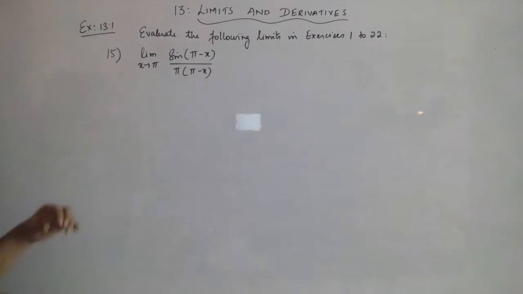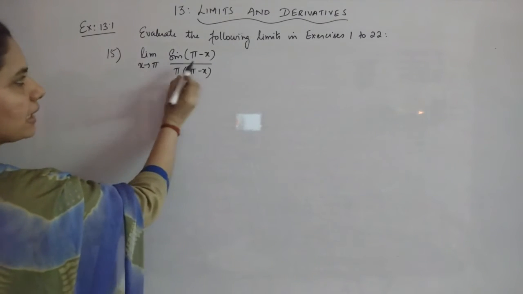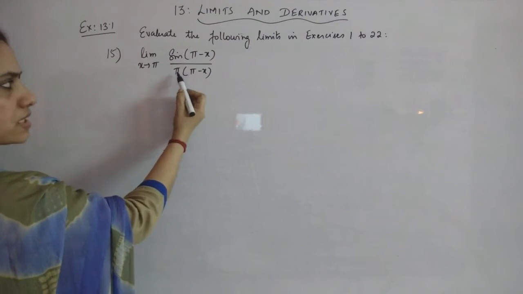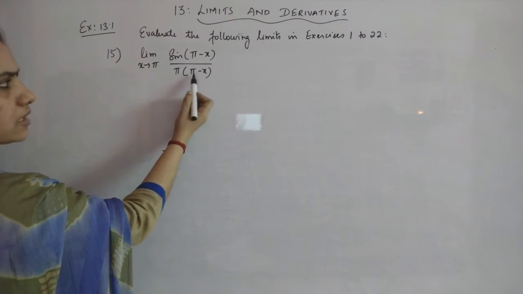Question number 15 is limit x tends to pi sin of (pi minus x) divided by pi into (pi minus x). So here if you replace x with pi directly in the direct method, what you will get is sin 0, which is 0, by pi into again 0.